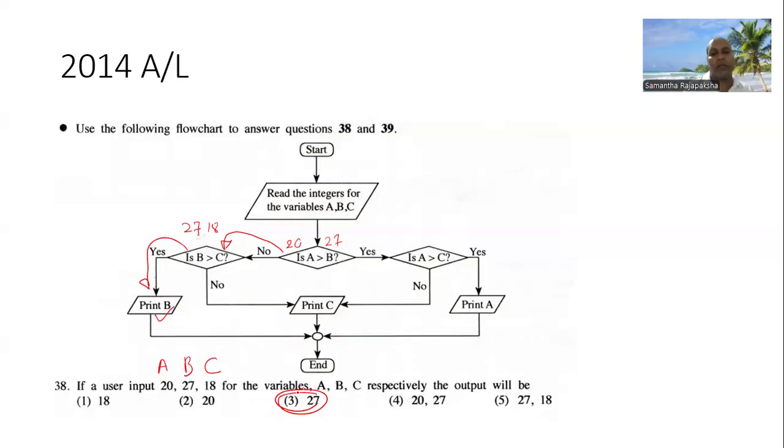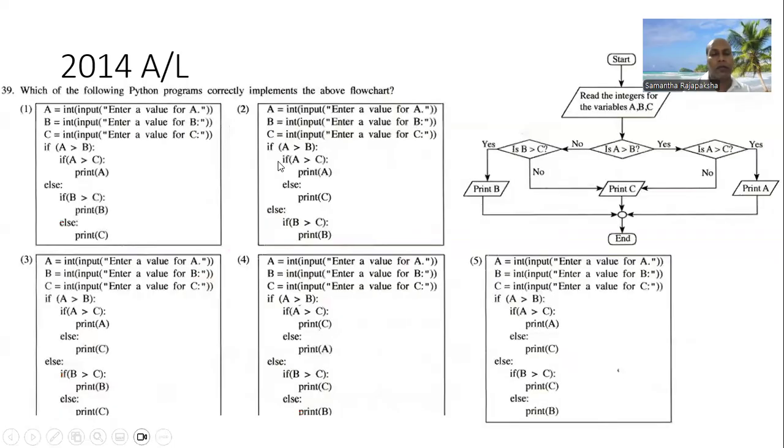So basically that program will identify the largest value when you input three numbers. Now for the corresponding program, you can see they have given the Python codes. Now we want to find out which Python code is equal to the given flowchart. Can you find the answer? I'll give a few minutes.